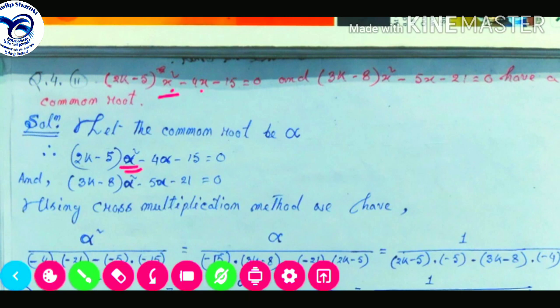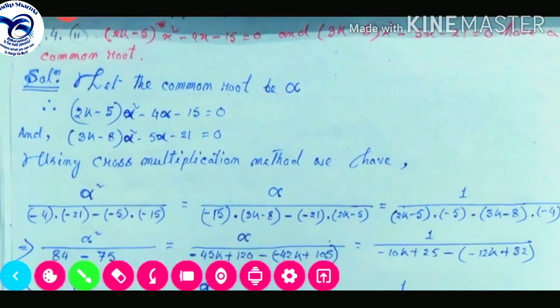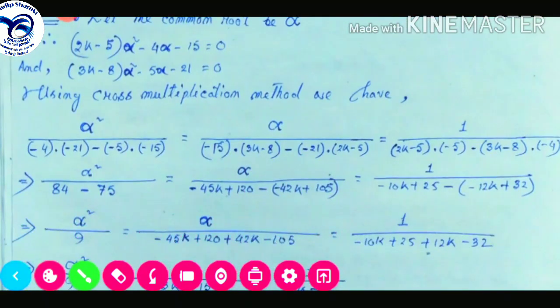Minus, instead of this x it will be alpha, so 4 alpha minus 15 is equal to 0. Similarly in this equation also, because alpha is our common root, it will be 3k minus 8 into alpha square minus 5 alpha minus 21 is equal to 0. Now we are applying the cross multiplication method. So in the cross multiplication method, the first one is alpha square, then alpha, and the next one will be 1.